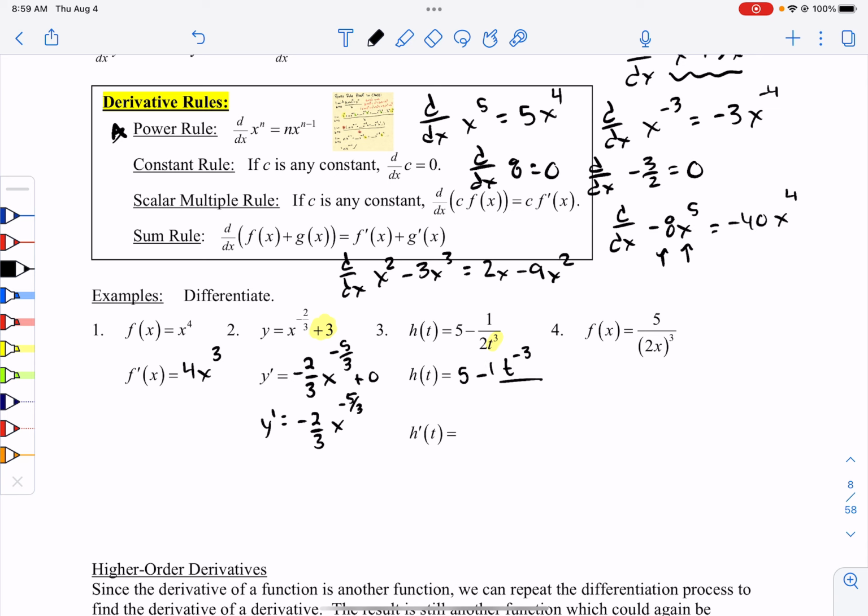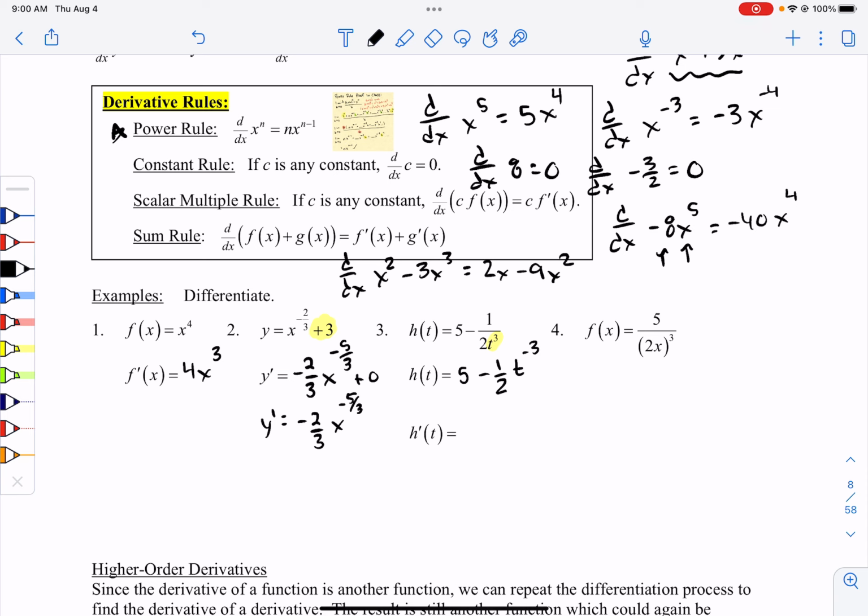And let's put that 1/2, we can put it on the bottom, but we'll put it in the front. So 5 minus 1/2 t to the negative 3. The t to the third gets moved to the top and becomes a negative 3. Now I can use my exponent rule. I can't use it when it's on the bottom. I have to move it to the top.